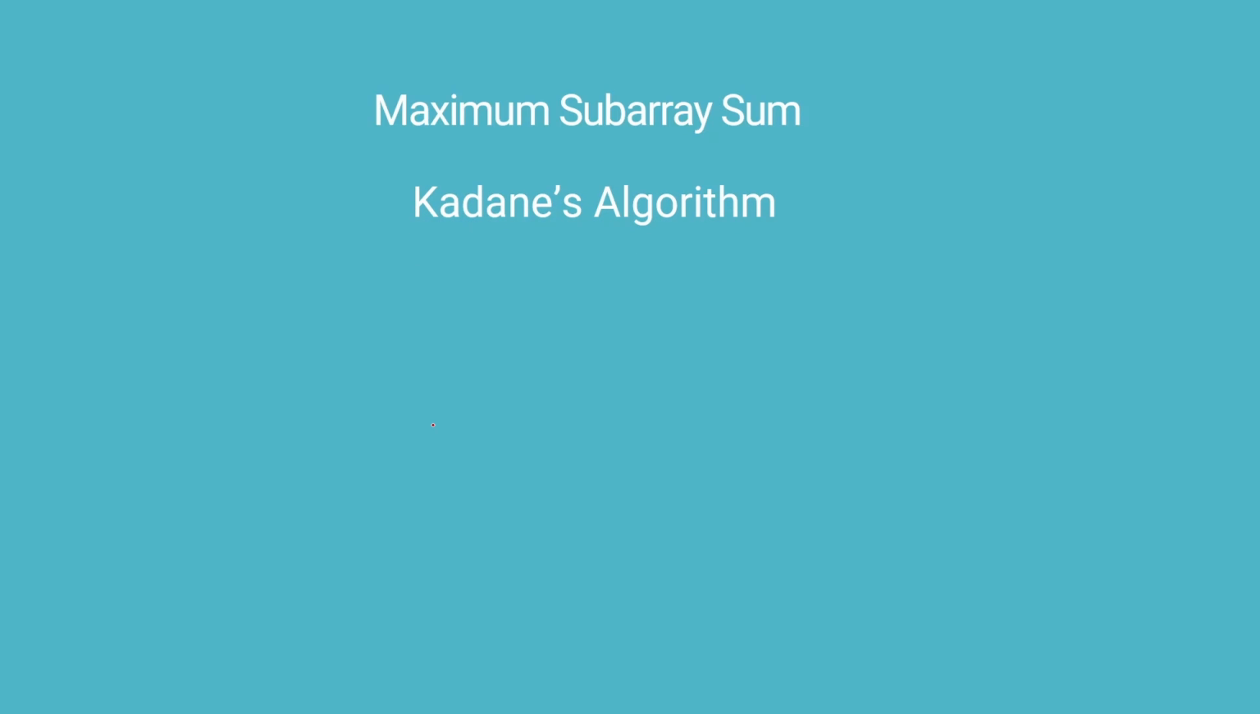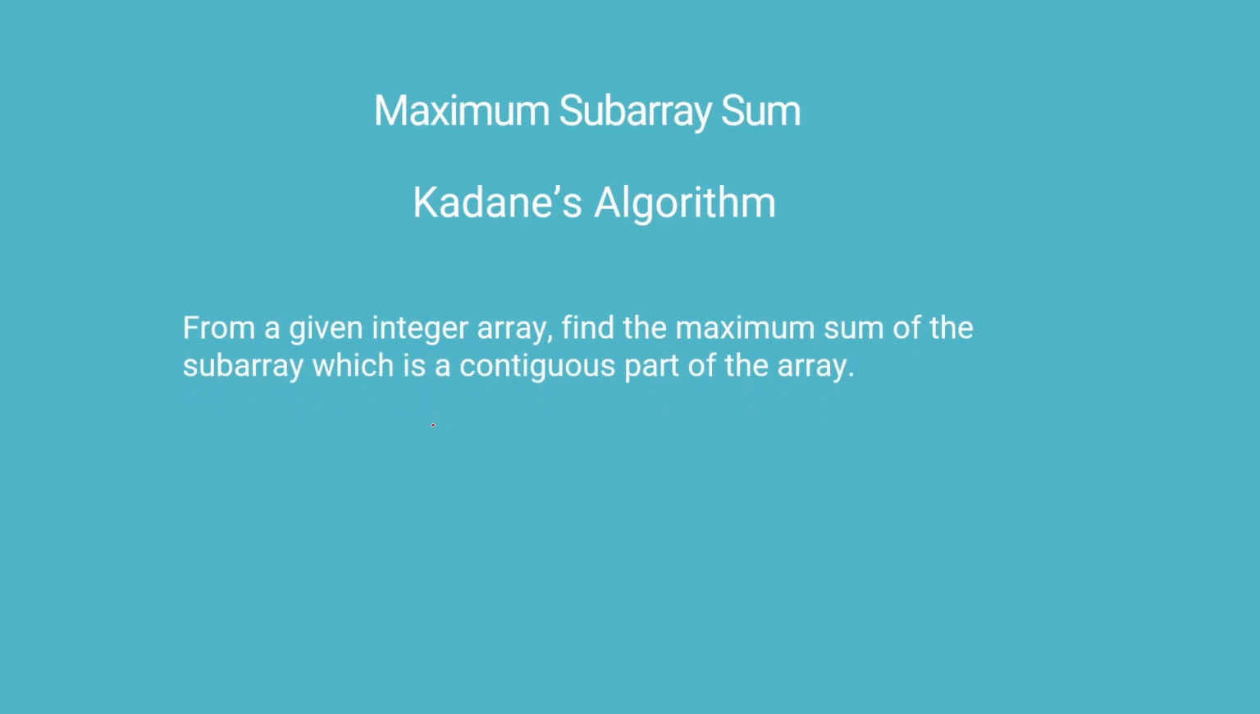At first, let's see what this problem describes. It says, from a given integer array, find the maximum sum of the subarray, which is a contiguous part of the array. What does this mean?